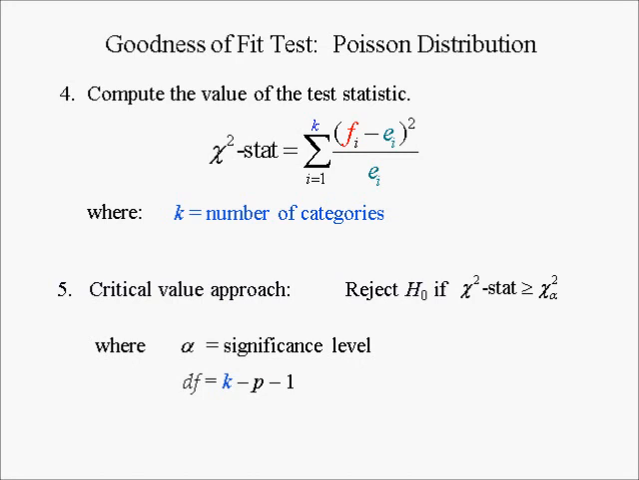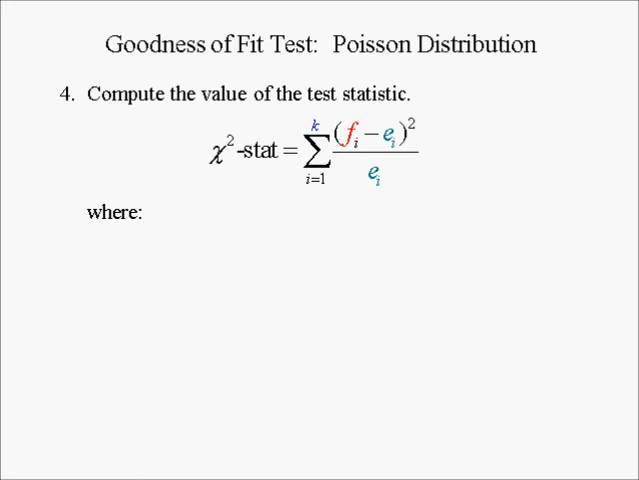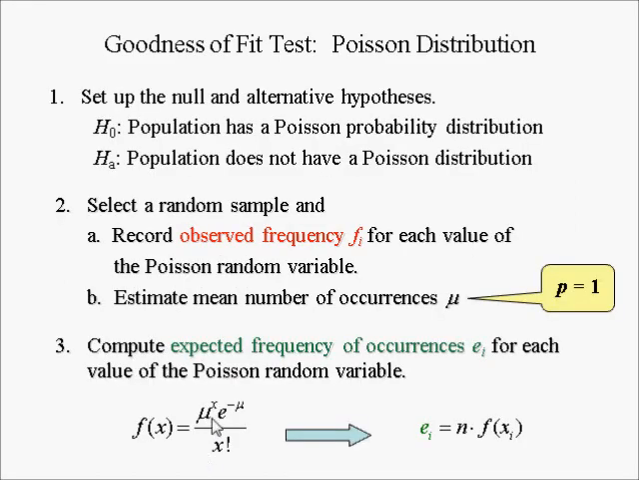Alpha is the significance level, and the degrees of freedom are k minus p minus 1, where p is the number of parameters estimated. Now remember that in a Poisson, the mean and the variance are both equal, which is represented by the mu in this equation. And we don't know what mu is, so we use an estimate of it from the sample.